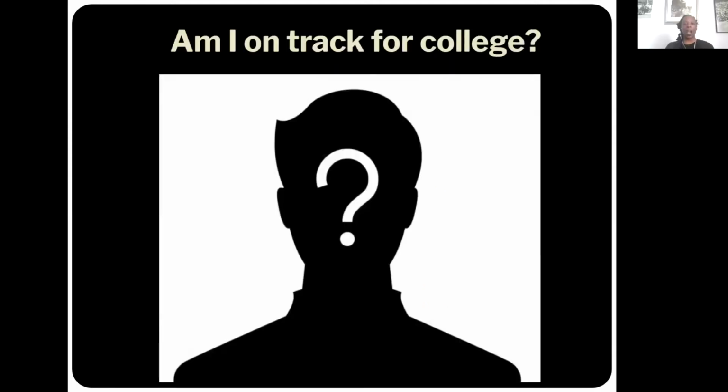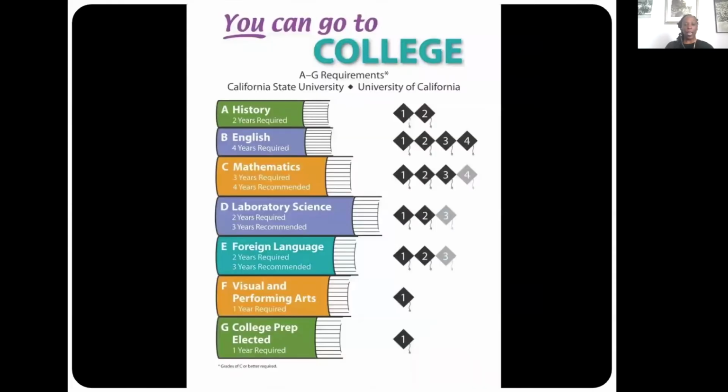Am I on track for college? Not only are you trying to make sure that you're on track for graduation, but you need to make sure that you're on track to go to college. By following the A through G path, you will be eligible for any CSU or UC campus, as long as you pass your classes with a C or better. That includes your history classes, all 4 years of English, 3 years of math, 2 years of a laboratory science, 2 years minimum of a foreign language, 1 year of a visual and performing arts, and then a college prep elective. Again, all of these classes must be passed with a C or better.